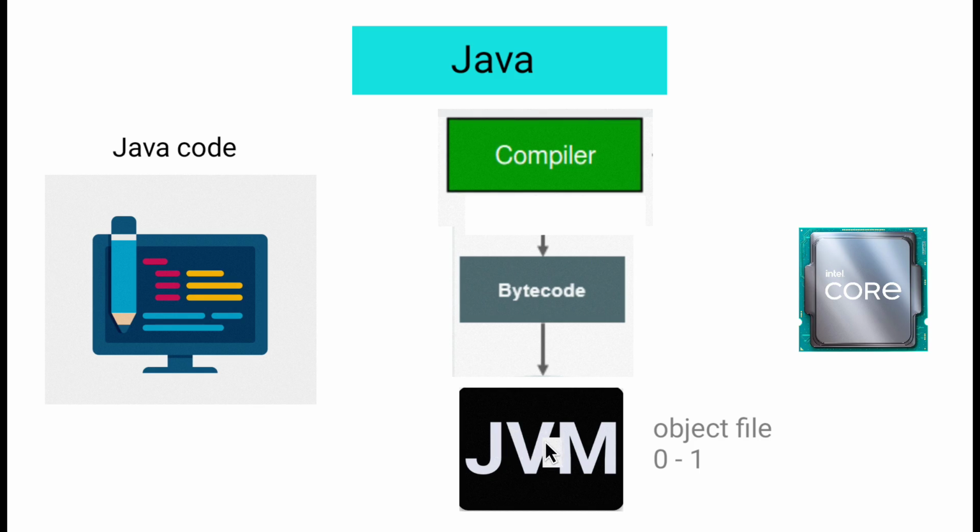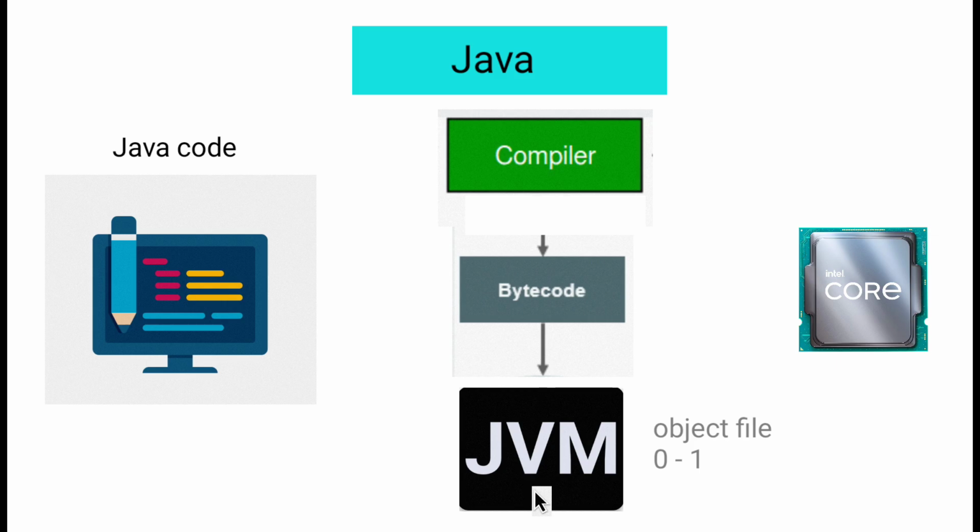For example, if we write code in C language and compile it on a Windows system, we need a C compiler that is compatible with Windows. Similarly, if we use a Mac, we need a C compiler compatible with Mac OS. If we compile and create an object file in Windows, that object file will only work on Windows.